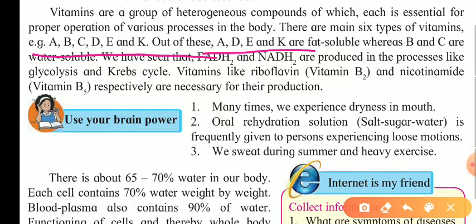We have already seen FADH2 and NADH2. They are produced in processes like glycolysis and the Krebs cycle. Vitamins like riboflavin, this is an important word, riboflavin, vitamin B2, and nicotinamide, vitamin B5, are necessary for the production in this process.